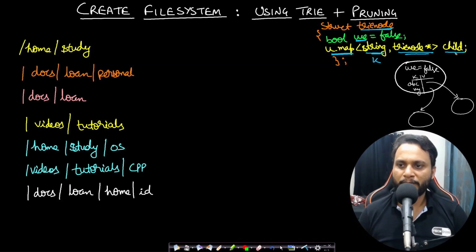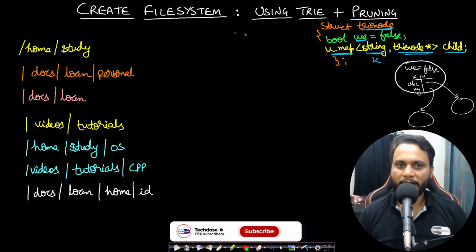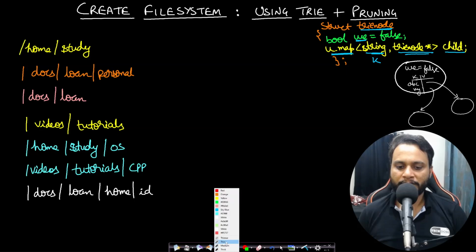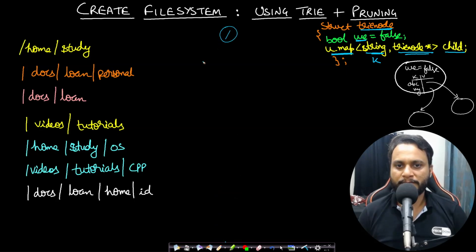Okay, and the name of this entire map is child, right? So this is the structure. Our first step for creation of the file system will be to do the insert operation for all the folders. Our root will always be present by default. So let's have a root node.